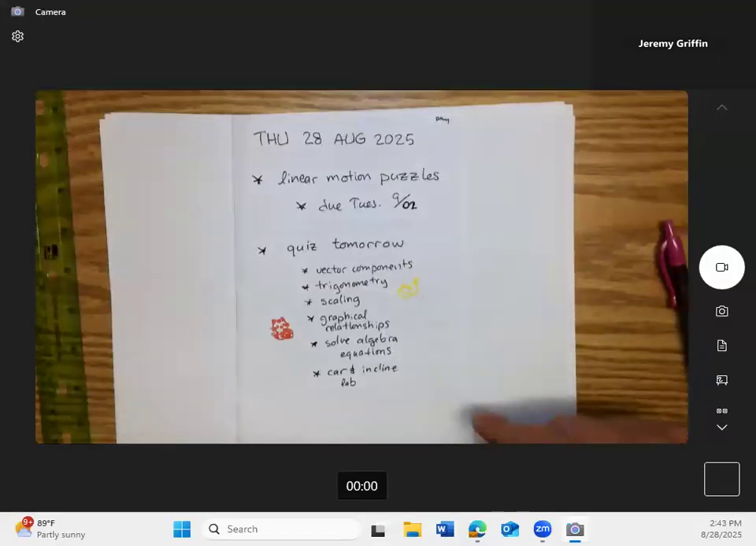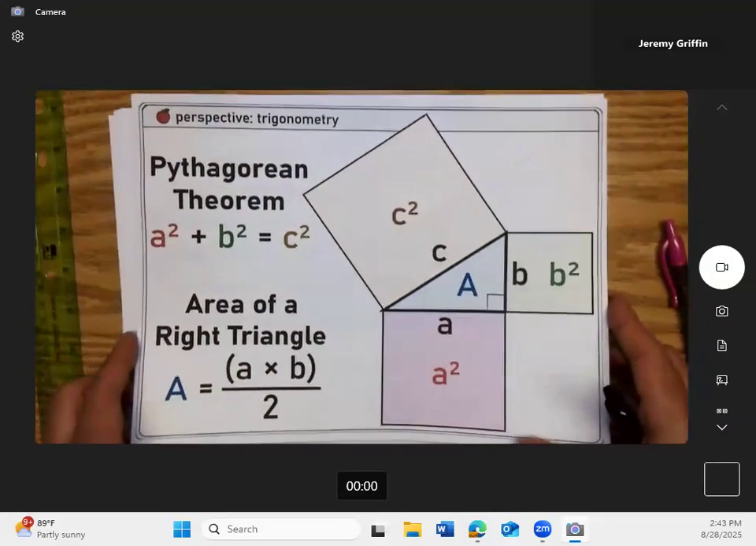So, what are certain graphical relationships? How far does the car go as a function of time? How fast is a function of time? Those kind of questions. Okay. So, I got some guided posters.